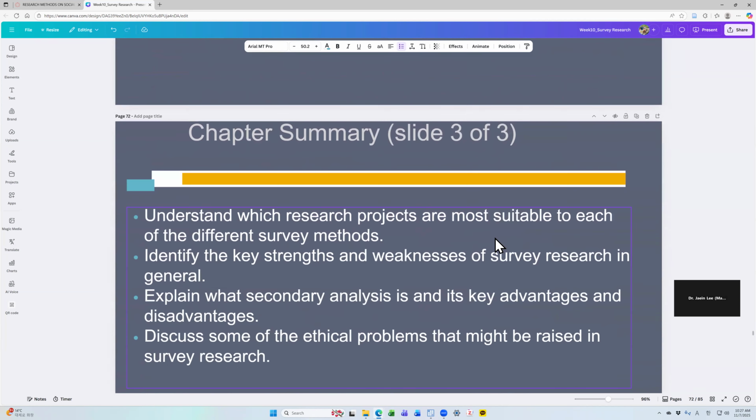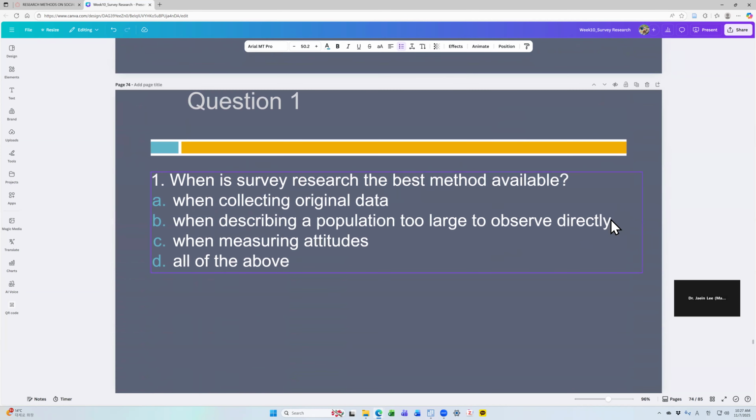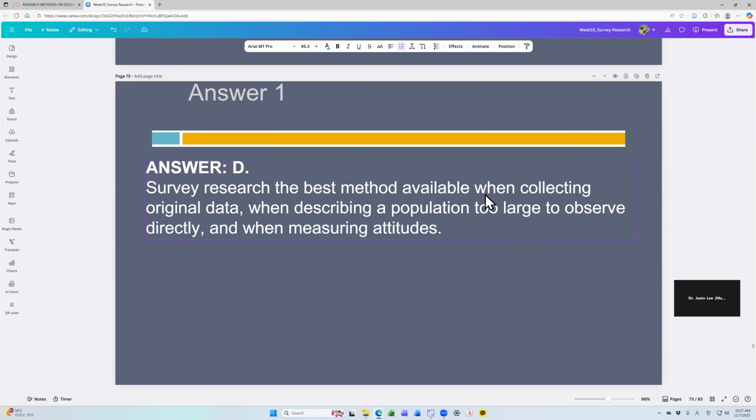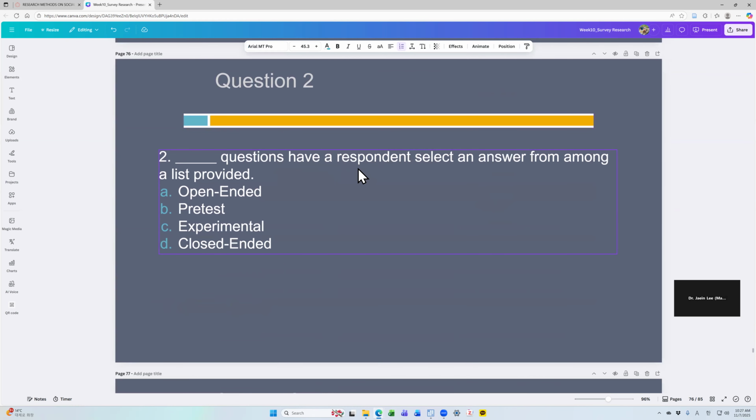Summary, and so on. So let me cover the example questionnaires and let me go to the in-class assignment so that you can check your attendance. Okay. So when is survey research the best method available? Collect original data, when describing a population too large, also directly when measuring attitude, all of the above. So usually all of the above feels very attractive because all the answers sound right. Okay, answer D. Questions have a response and select an answer from among a list provided.